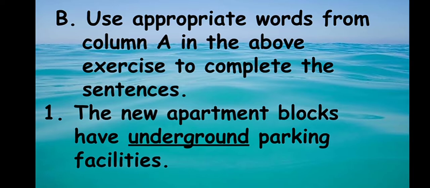Now you have the words undercover, overnight, underground, overhead and underestimate. These 5 words you have to use in exercise B. Let's look at the first question. We'll read all the questions, then we'll go to the answers. The first question is, the new apartment blocks have dash parking facilities. What you have to do is just find the answer in your mind. We'll discuss it after reading the questions.